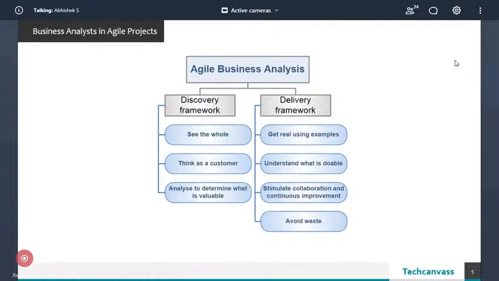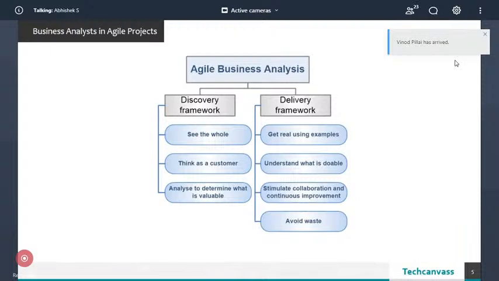Let's get on to the discovery framework, where the first principle is: see the whole picture. This is a very important principle for a business analyst to understand, because seeing the whole picture means you need to visualize the goal or the need of your stakeholders. When you're trying to understand the requirements of your stakeholders or the customer, understanding the need and visualizing the company's vision is very important. You need to understand the pain points the organization is currently facing, and how you can build a better solution. You can only provide a better solution once you understand what the whole picture is all about.